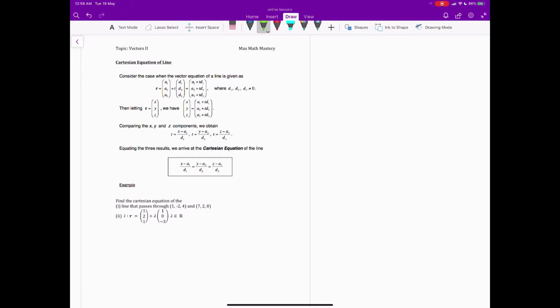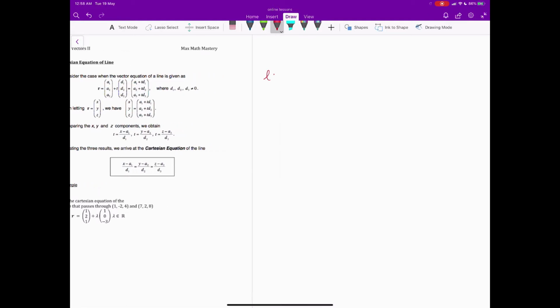So in this portion, we will be talking about the Cartesian equation of a line. The Cartesian equation of a line can be formed from a vector equation of a line. So assuming my vector equation of a line is r equals a plus lambda d, which is equal to (1, 2, 3) plus lambda (4, 5, 6), where lambda is a real number. Now do note that this is a vector equation of a line.